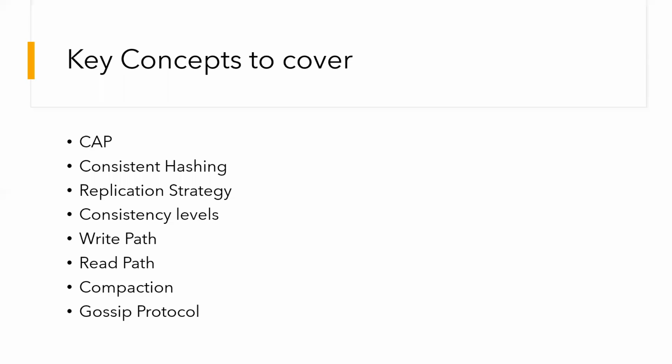Let's go through the key concepts that we're trying to cover here. One is, how does Cassandra fall into the CAP theorem, and how does it implement consistent hashing? What are the replication strategies that they use? How are the consistency levels defined? How are the write path and read path, and what is the concept of compaction? And what is the gossip protocol? This is the agenda that I'm trying to cover today.